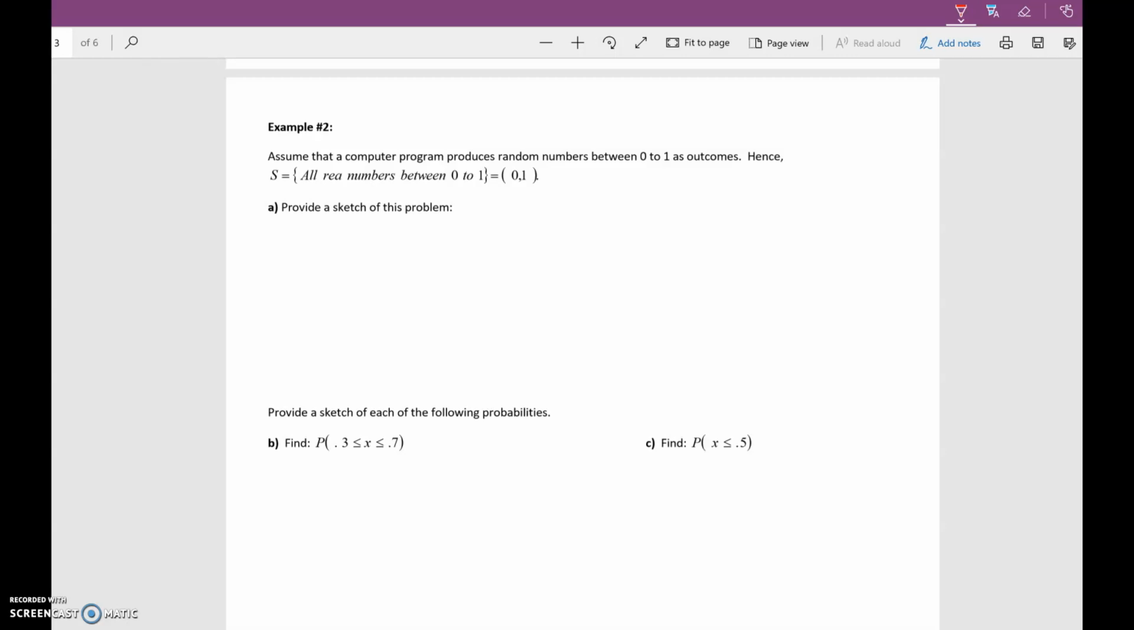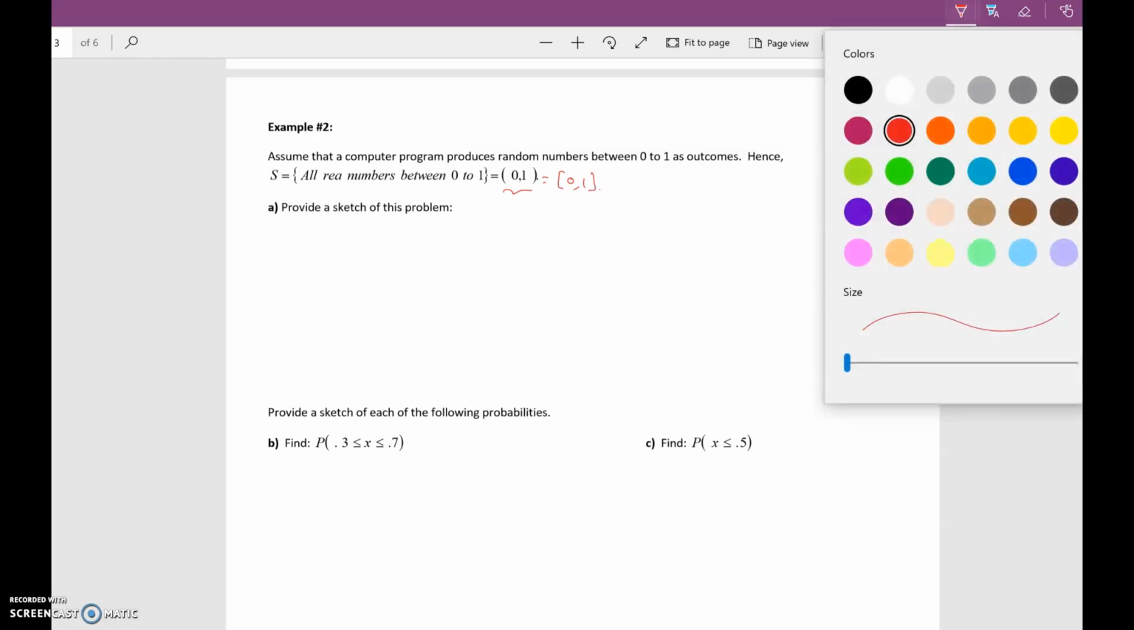Hi class, let's take a look at example 2. Now, example 2 is a little bit iffy because of the notation and also because of the distribution. The mathematical notation for 0 to 1 basically means that it doesn't include these two, but because of the definition of being part of the uniform distribution, it has to include them. Otherwise, we don't have an area.